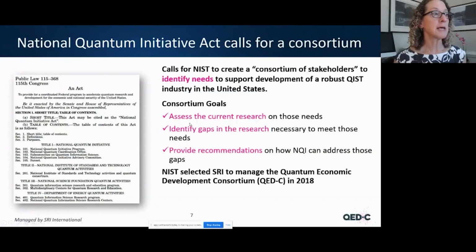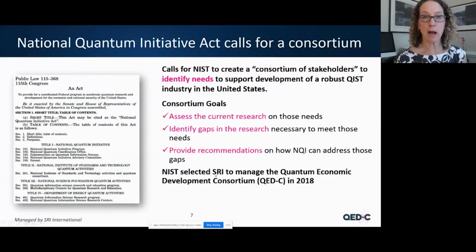So it's to assess what the current research needs are, and what research is addressing these needs. So identify the needs. What research is going on now to address the needs? What are the gaps in research that's needed to address the needs? And then recommend how this initiative can address the gaps. So very sort of basic gap analysis and making recommendations on how to bridge the gap, fill the gaps.